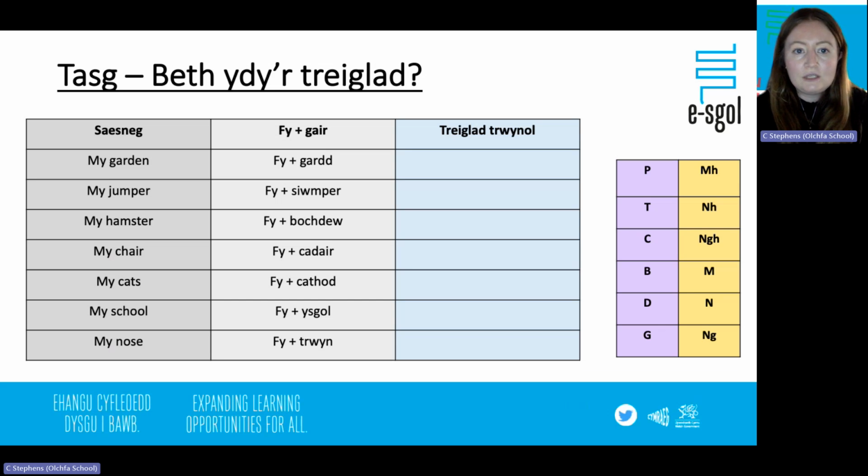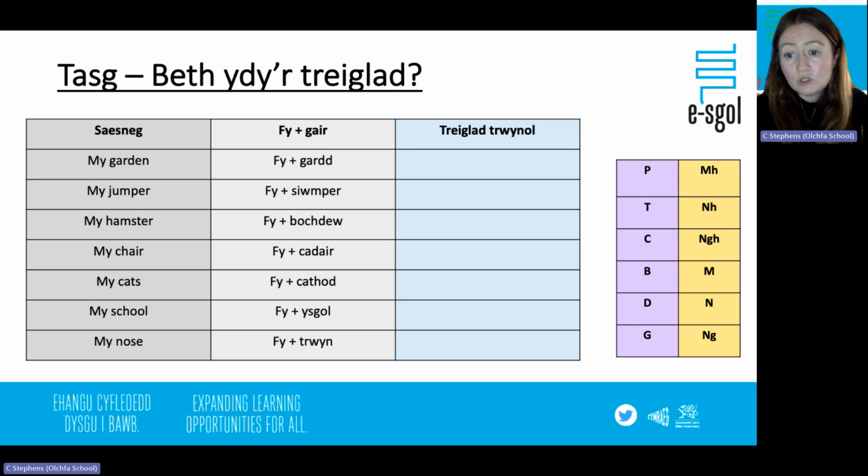Beth ydy'r treiglad? So we've got 3 columns ar y screen. Saesneg, the English. So my garden, my jumper, my hamster, my chair, my cats, my school, and my nose. Okay, now what I've done in the middle column is I've put it exactly like it was on that example slide. Fy, meaning my, and then we want to say the word that follows. So my plus garden, my plus jumper, my plus hamster.